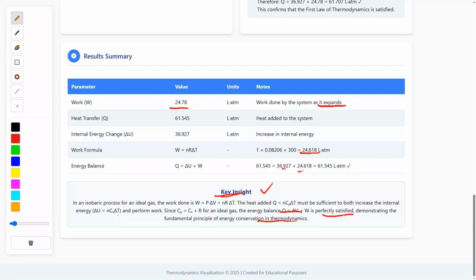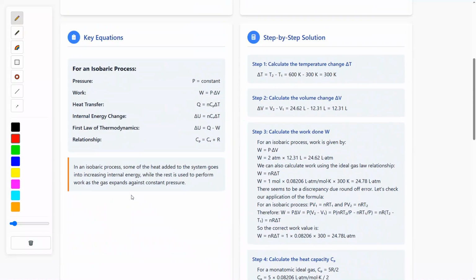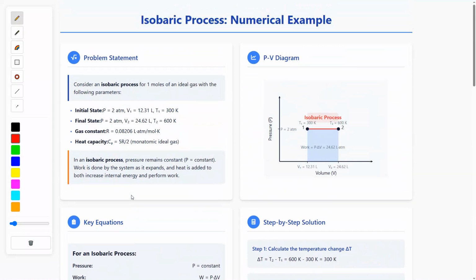So that's it. We learned the isobaric process with an example. That's it. Thank you.